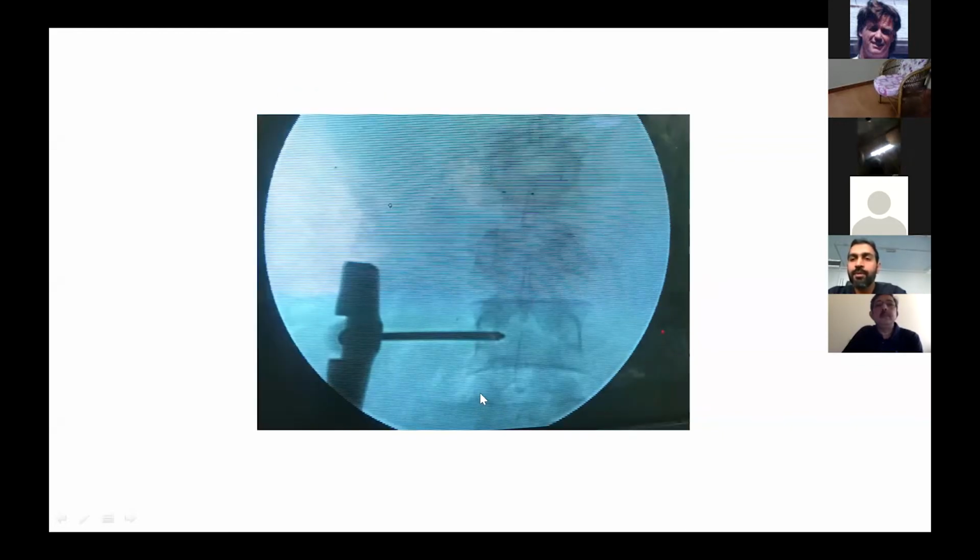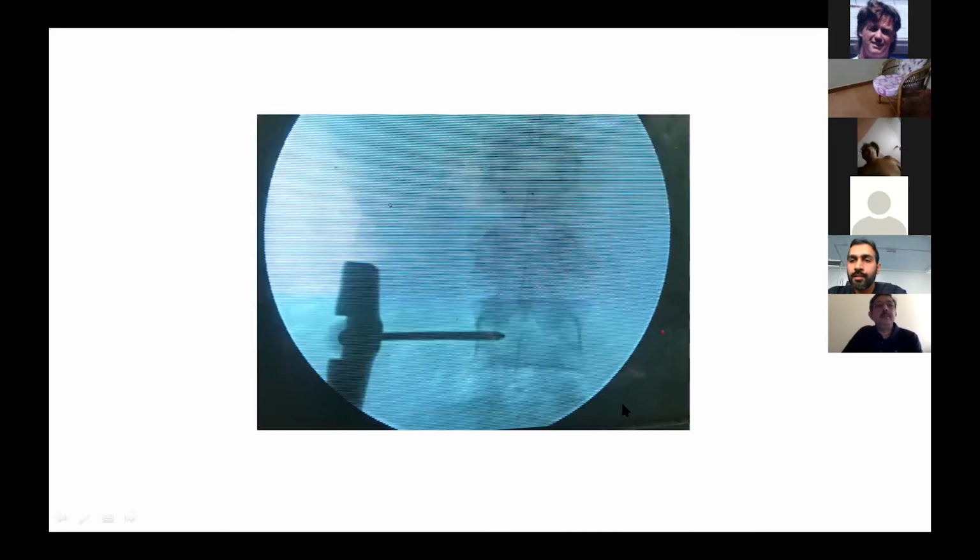But if due to any reason we are at point B and still our trocar is not in the body on the lateral view, then we need to rethink, because we might be in the canal, which can be dangerous. Here you can appreciate that afterwards we can move it from B to C as we confirmed on the lateral view.